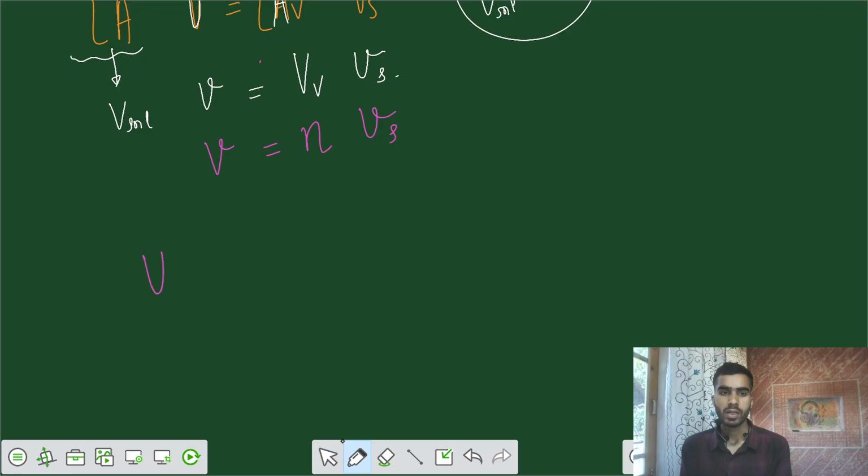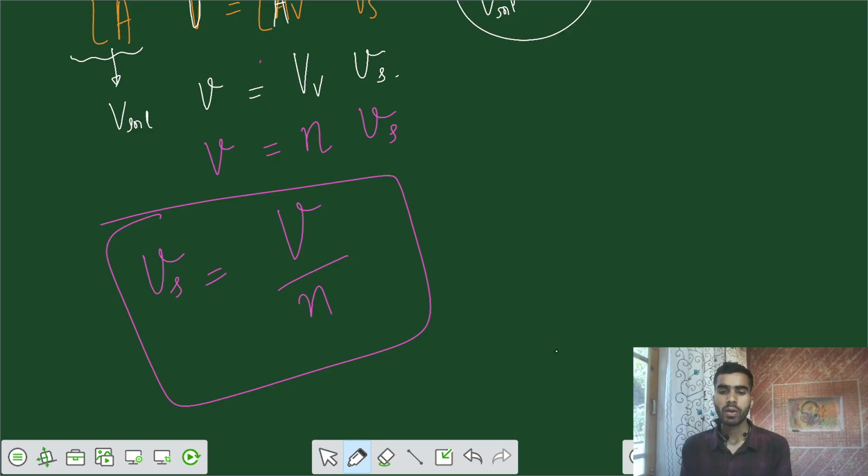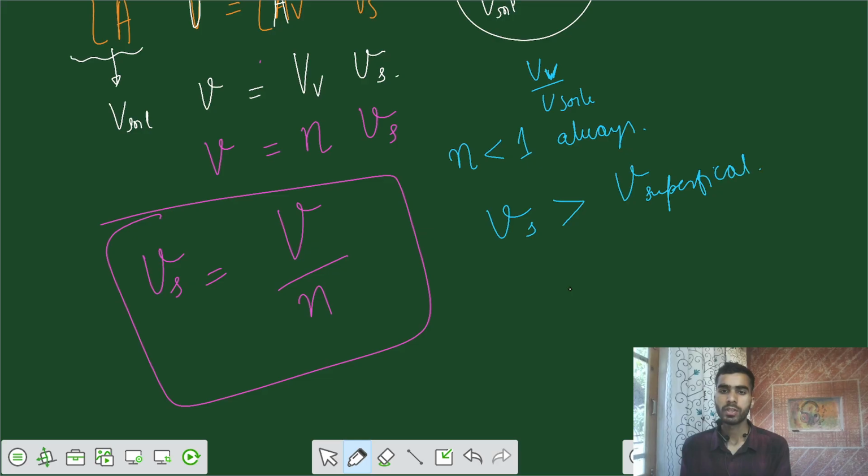So we can write that your seepage velocity, or actual velocity, would be your superficial velocity divided by porosity. And we know that porosity is always less than 1, because you have some volume of voids and volume of soil. So that means your seepage velocity is always greater than your superficial velocity.